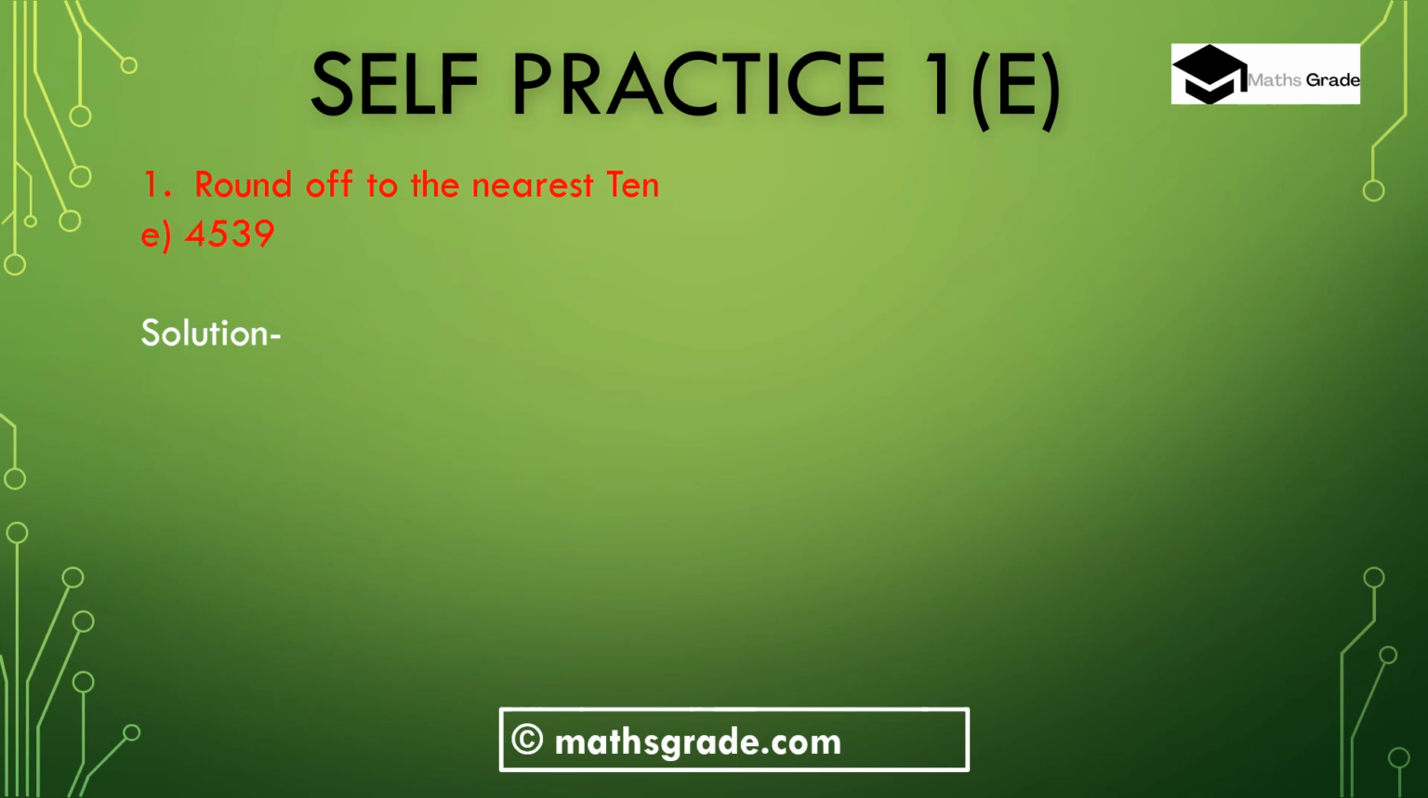Now question number 5th bit E, 4539. We have to round up this number 4539 to the nearest 10. When we round up the number to the nearest 10, just look at the unit place digit. Here unit place digit is 9 and 9 is more than 5. So just add 1 to the tens place digit. Here tens place digit is 3. So 3 changes to 3 plus 1. 3 plus 1 is 4. And just write down 0 in unit place digit, that is 9 changes to 0. So 39 rounded up to the nearest 10 will be 40.